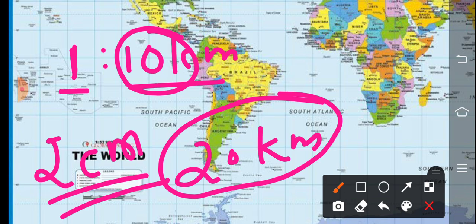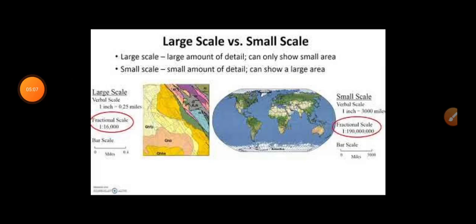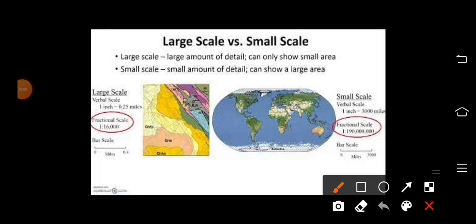And there are different types of maps on the basis of scale. Let us see which are they. Yes, the two different types of maps based on scale are large scale maps and small scale maps. Please be very careful.